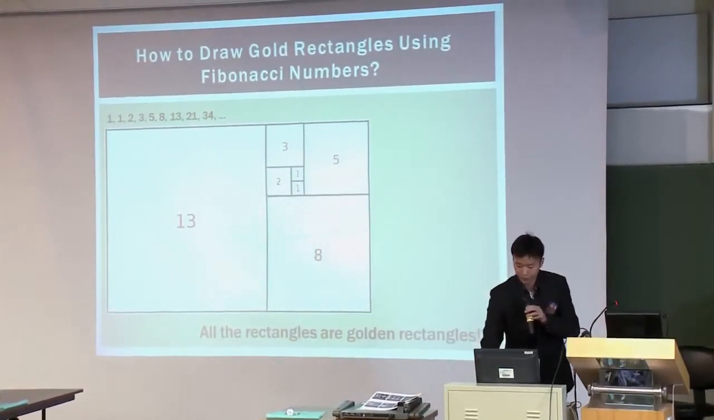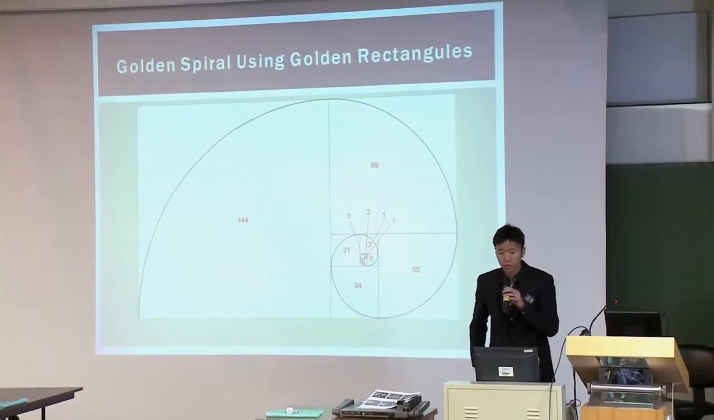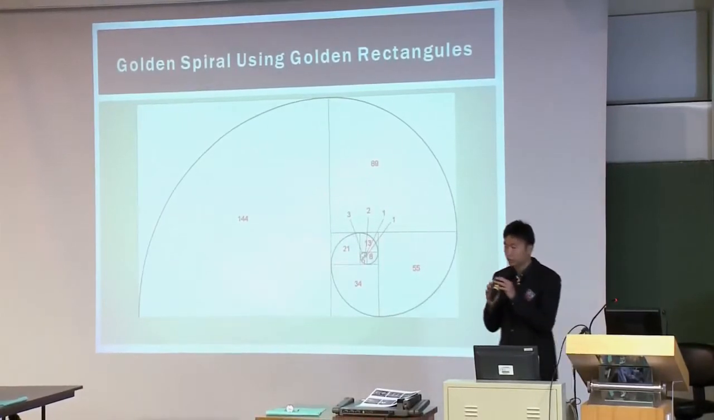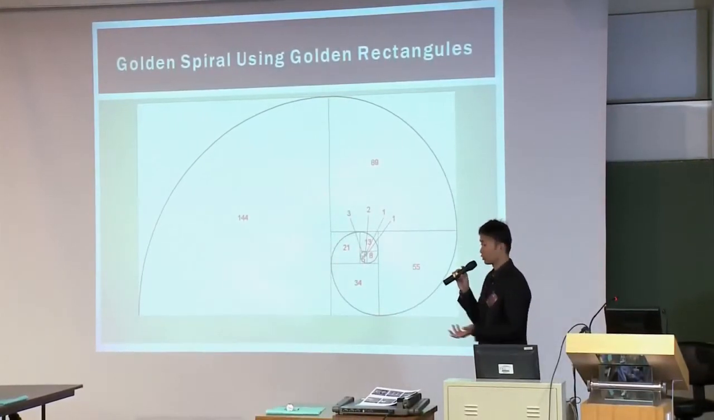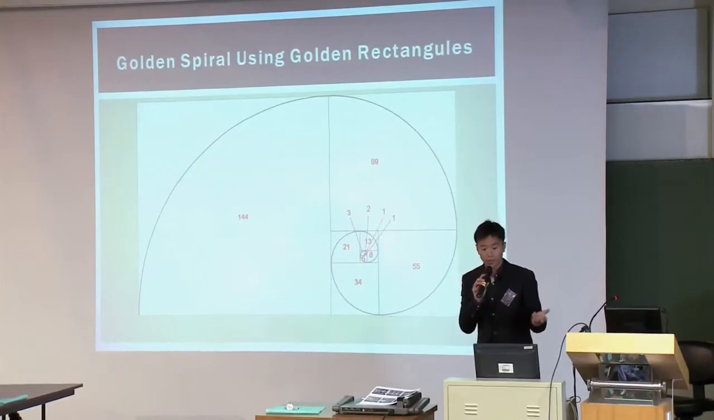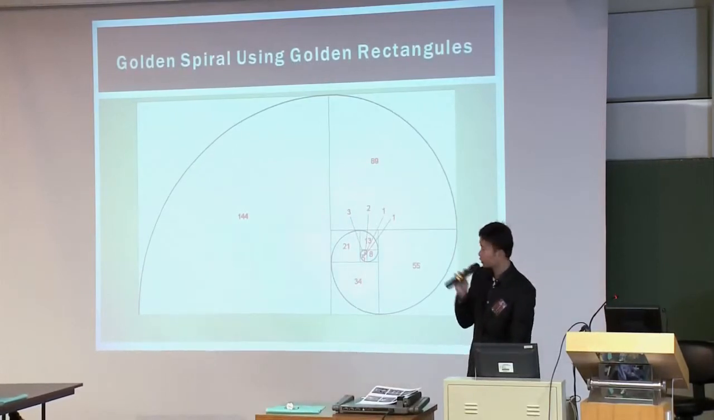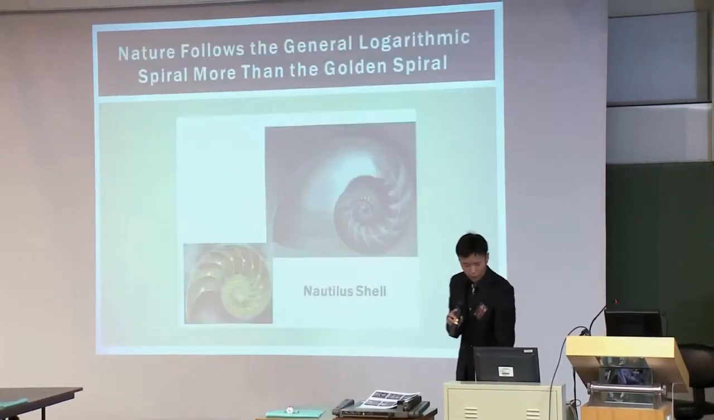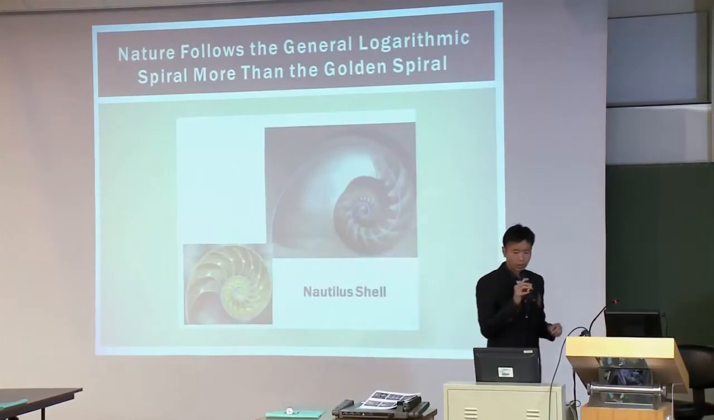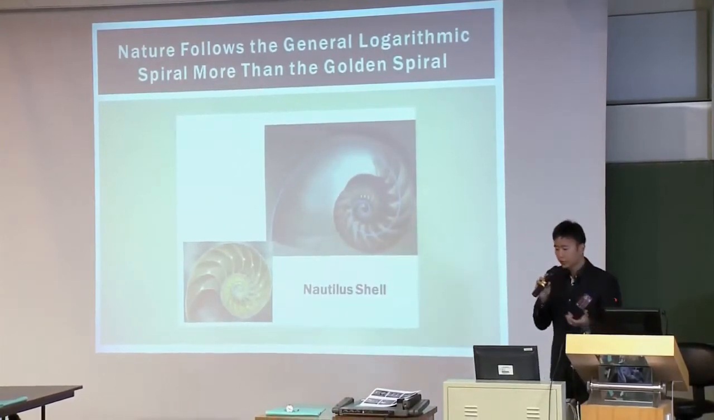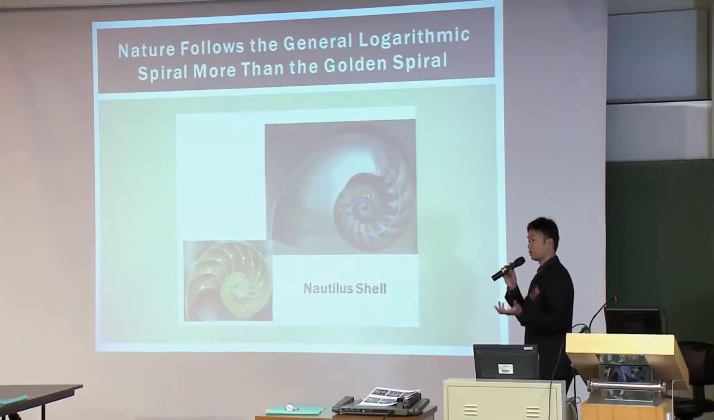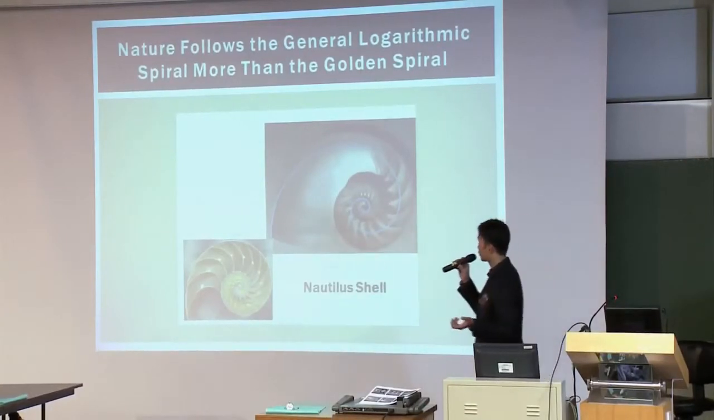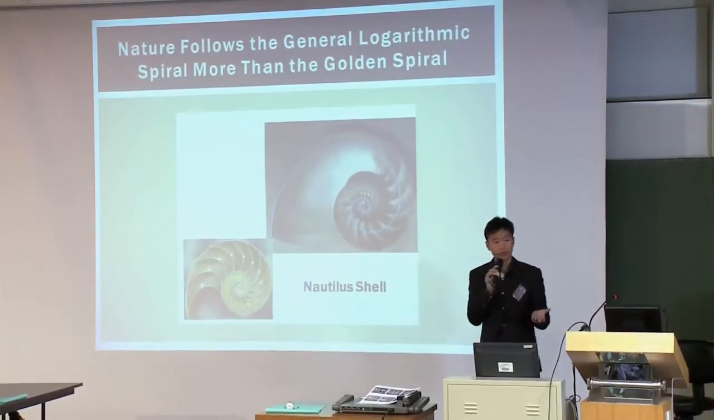Now, after you have the golden rectangle, you can make use of that to make your golden spiral, as the student mentioned earlier. Basically, look for the 2 diagonal angles and then just draw a curved line. But in general, nature actually follows a more general trend. There's something called the general logarithmic spiral. It's more general than the golden spiral.